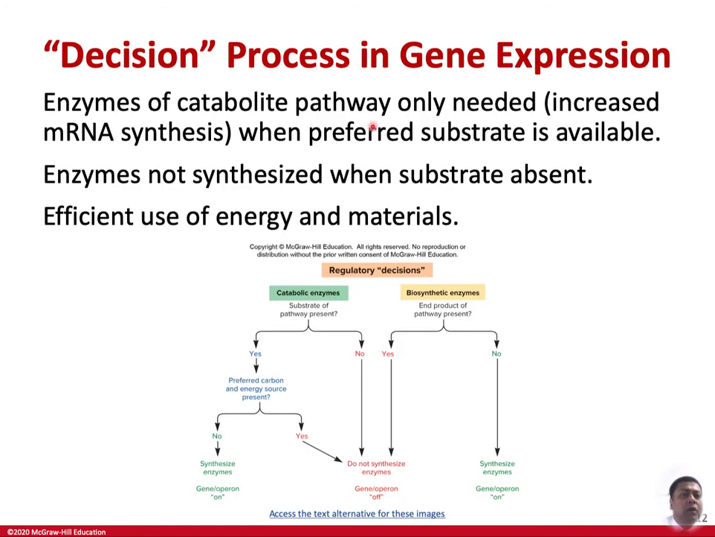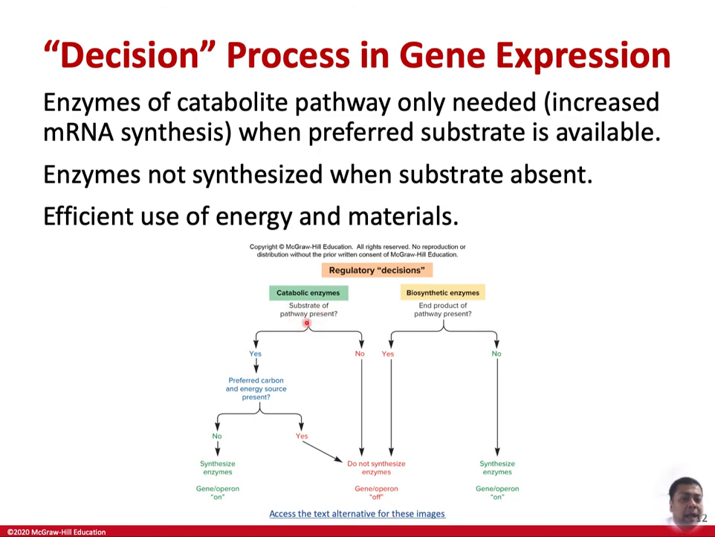So now we are looking at the decision process and the enzymes of the catabolic pathway, which are only needed for increased mRNA synthesis when the preferred substrate is available. The enzymes are not synthesized when the substrate is absent, and this is for the efficient use of energy and material. So if we look at the regulatory decision, this side is a catabolic enzyme. The question the organism is asking is whether the substrate of the pathway is present or not.